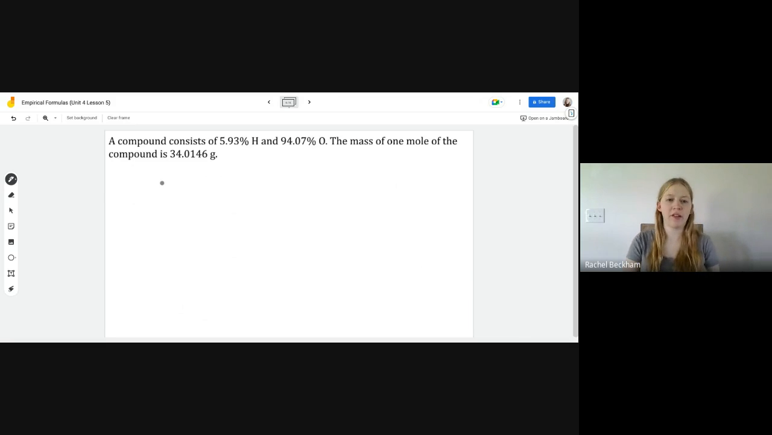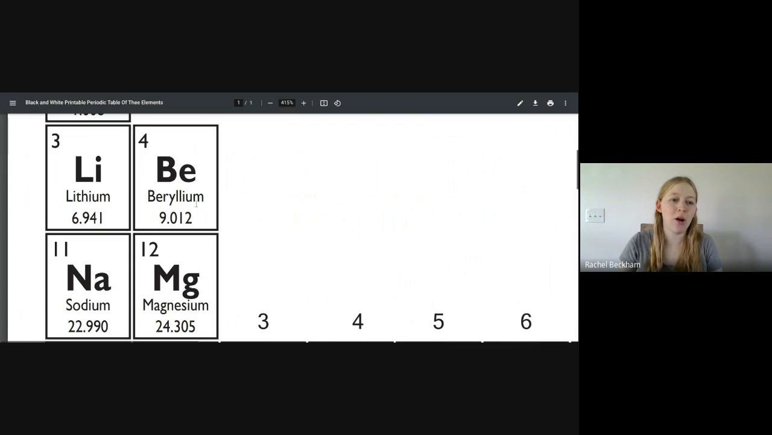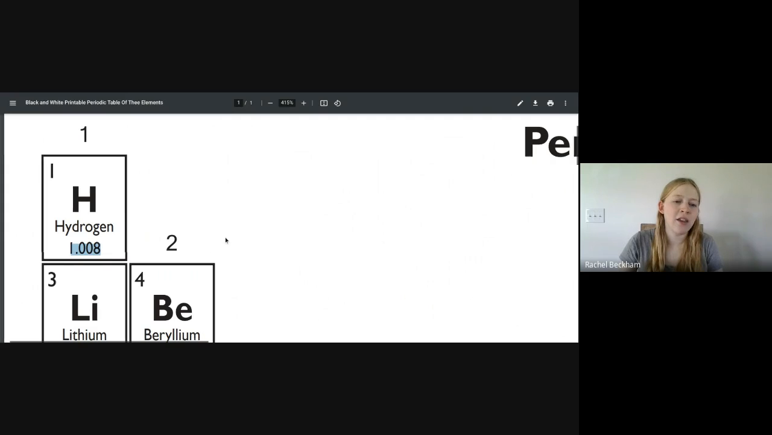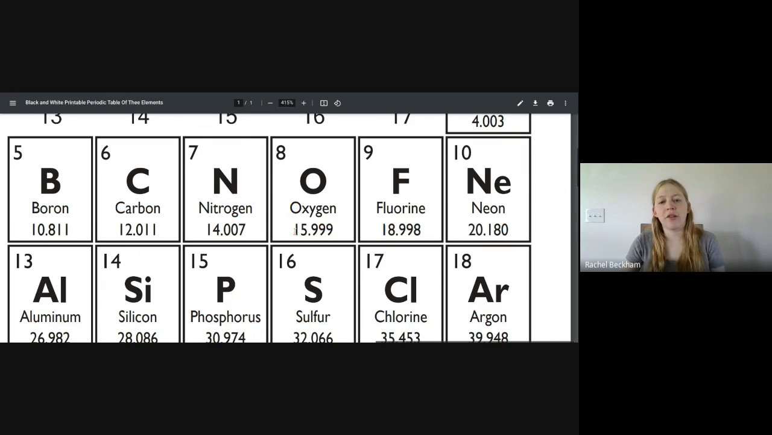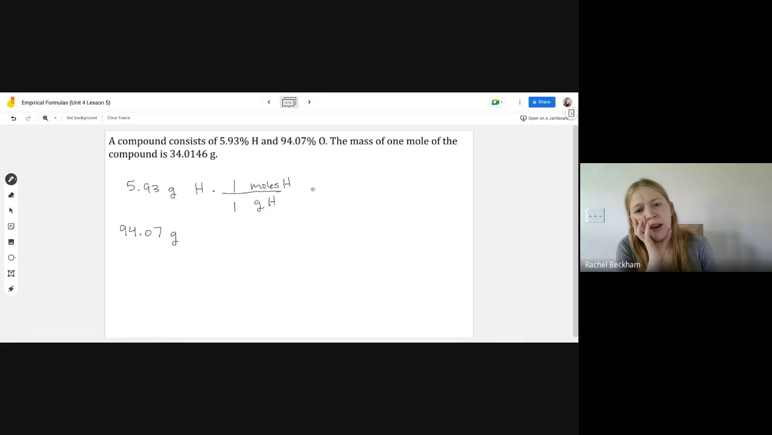It's also from your lesson. Again, we're going to write down all of those percentages, but write them down as grams: 5.93 and 94.07 grams. Then we're going to convert them to moles. You put moles of H on top, grams of H on bottom. Now we need to put in the relationship by looking up the molar mass of H, which is just 1. Looking ahead, remember the molar mass of oxygen is 16. So 1 mole for every 1 gram, that's going to be 5.93 moles of H.